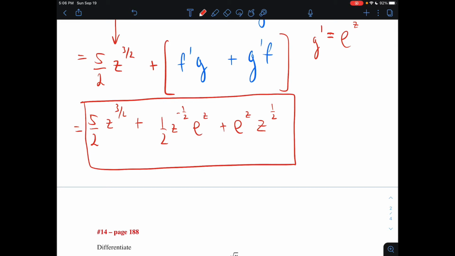I will say, on WebAssign, if you are told to write things using positive exponents, make sure you're doing that. I'm not going to be asking you to do that, so what I have boxed here is an appropriate answer for me.